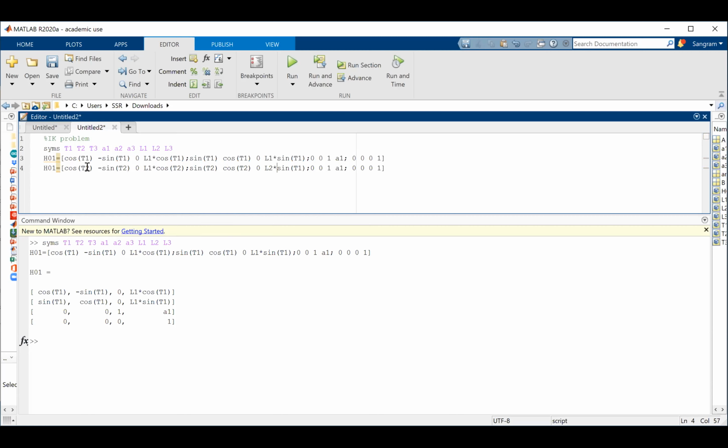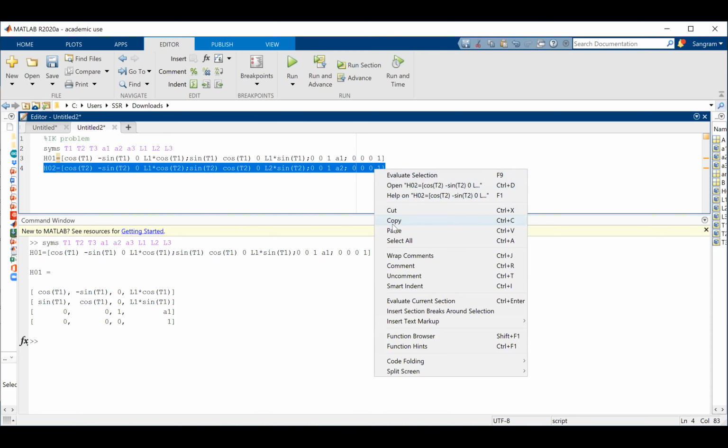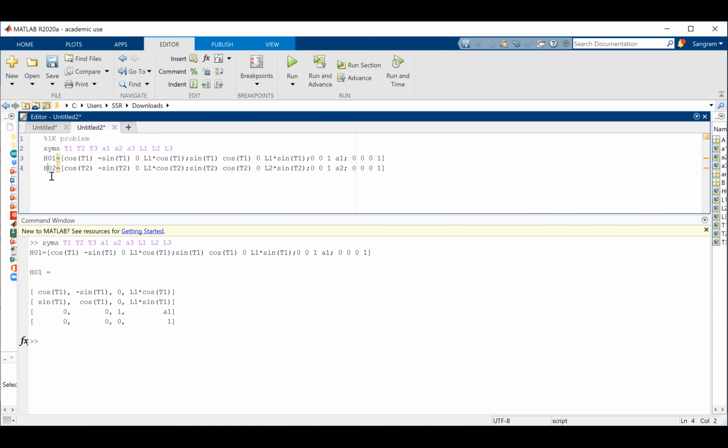L1s by L2s. And A1 by A2s. So now I have H0, 2. And I'm going to repeat the same process, copy. And then I'm going to go to the next step, paste, H0, 3.